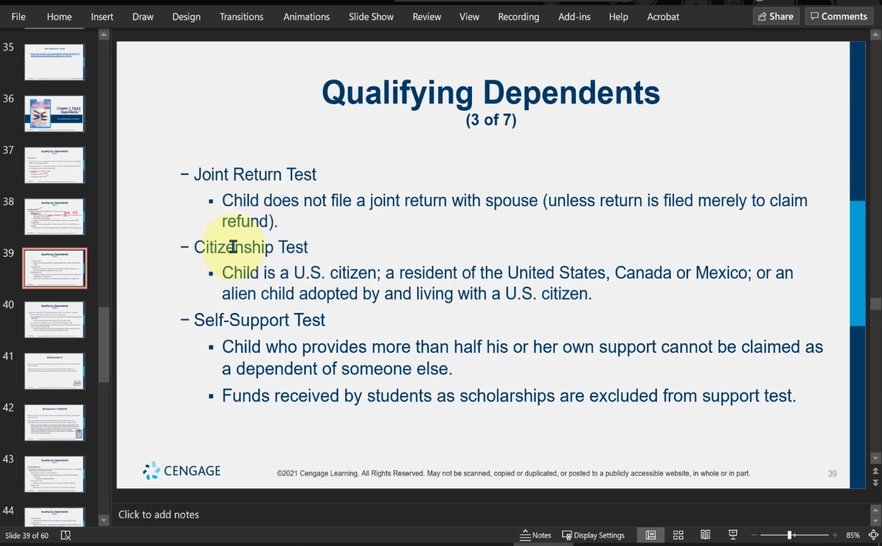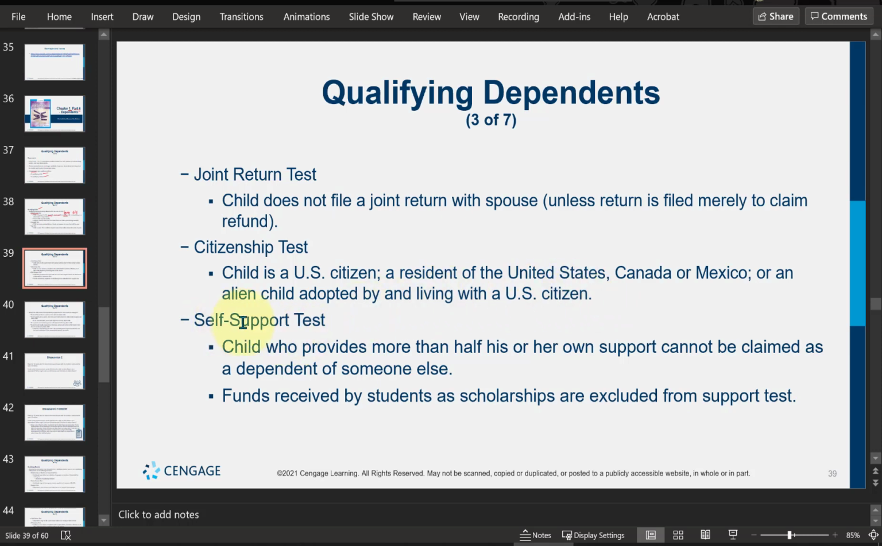The next test is called citizen test. The child has to be a U.S. citizen or a resident of the United States. In other words, you don't have to be a citizen, but you have to be a resident, a so-called green card, yeah? Or a resident of Canada or a resident of Mexico. Okay, those neighboring countries to the continental US, yeah? Here it mentions also if you adopt a foreign child, you can meet the citizen test, citizen or residence test.